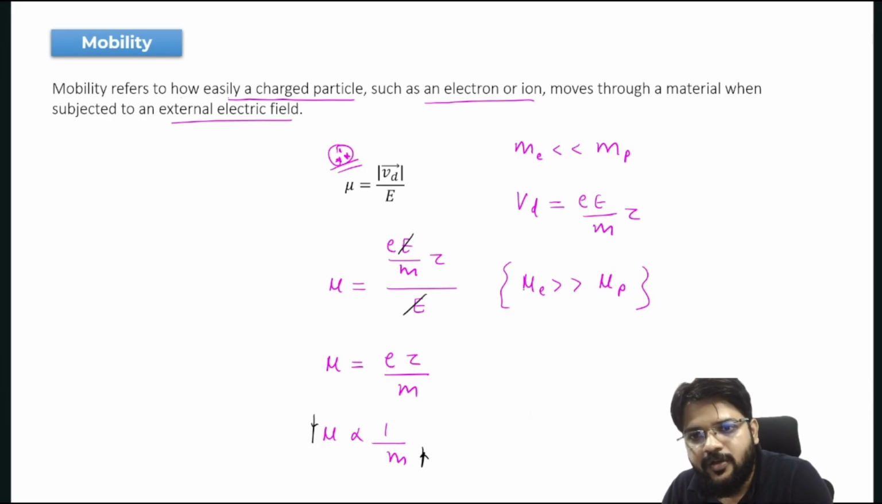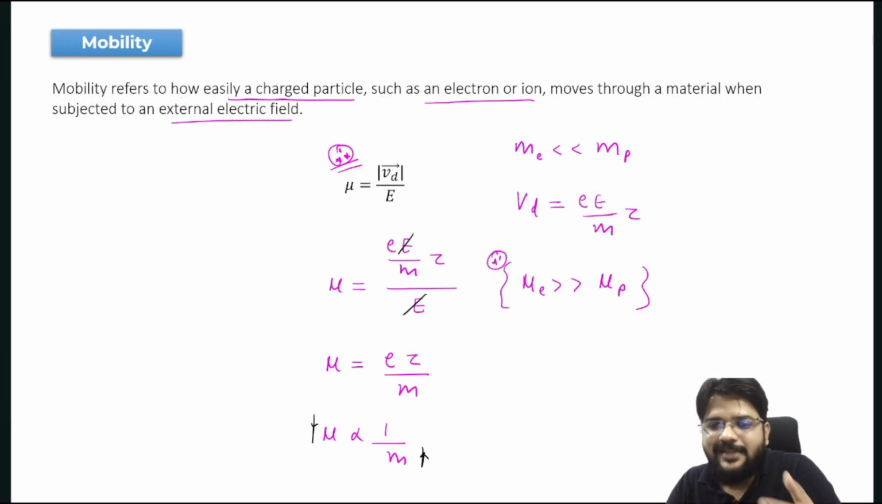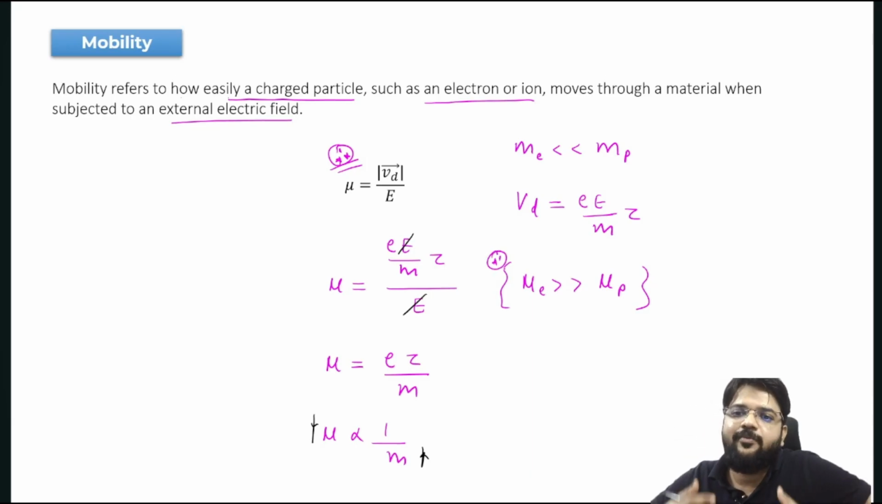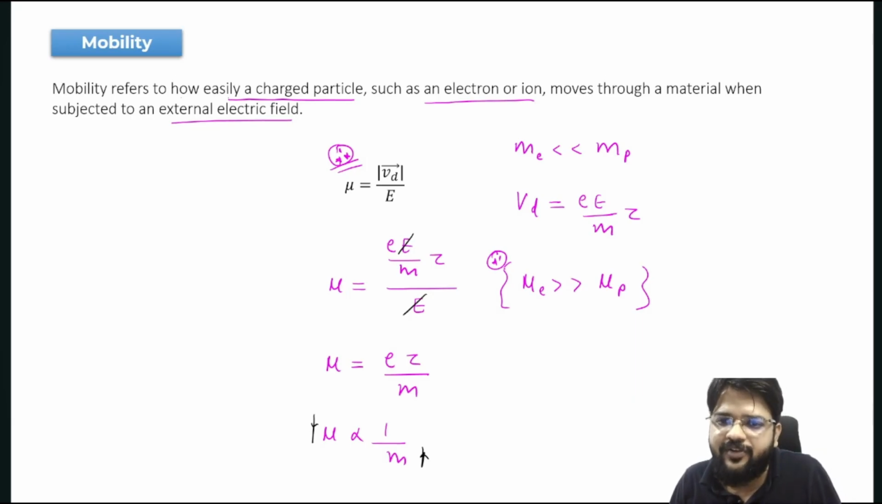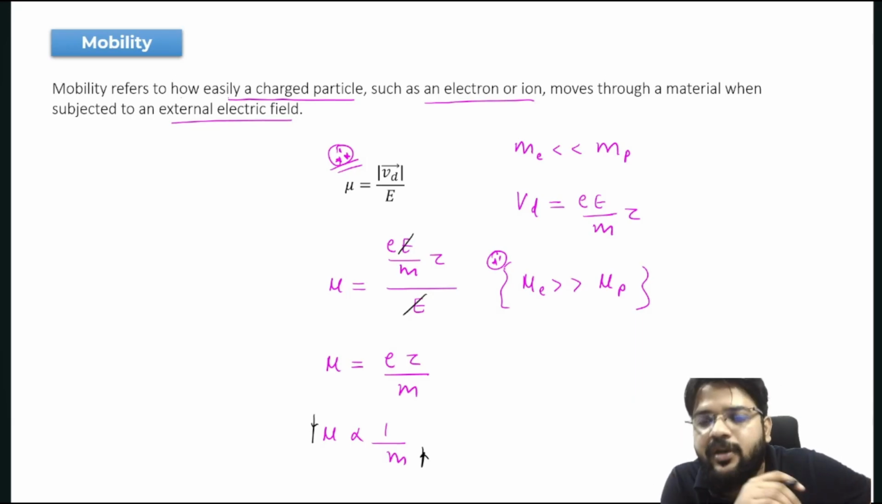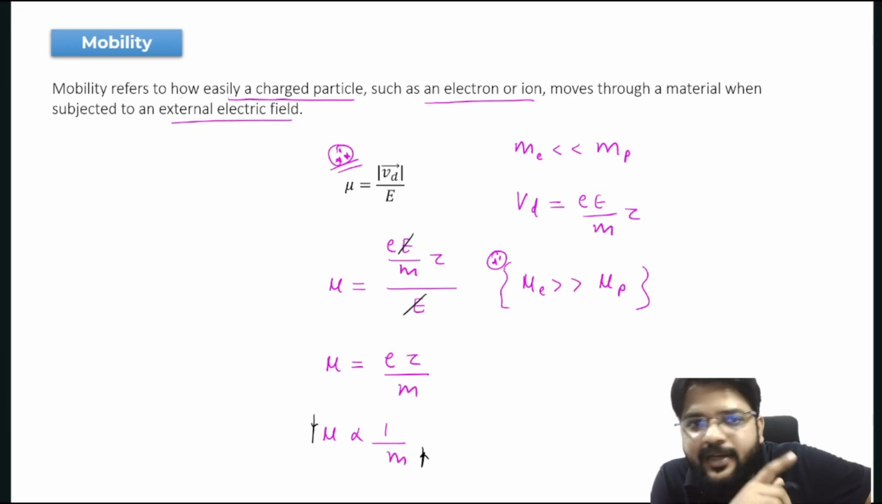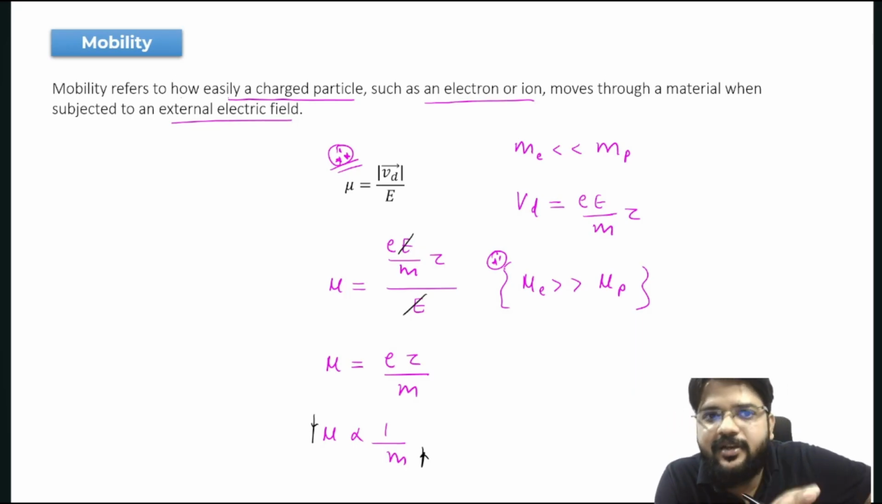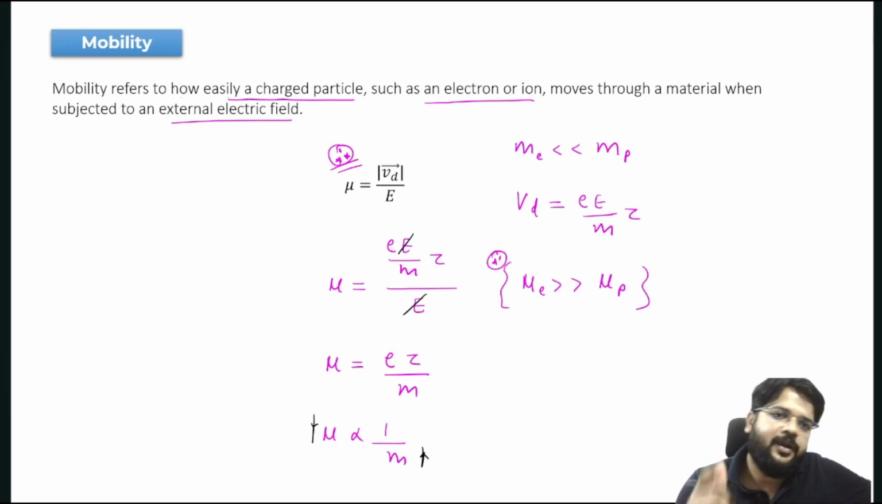All right. Means if mass is less, then definitely it can move easily. If someone has less mass, then it can move easily. If the mass is heavy, then what will happen? It will feel difficulty when it is moving in the electric field. Same thing is happening with the electron and proton also. All right. So I think right now it is clear to everyone what is the mobility. All right. Note down everyone.